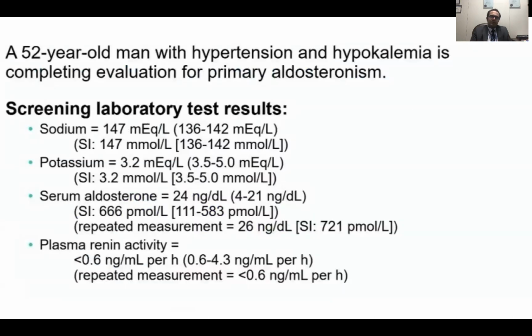This is another case of a 52-year-old man with hypertension and hypokalemia. The sodium is 147, potassium is 3.2, aldosterone is 24, renin is suppressed.